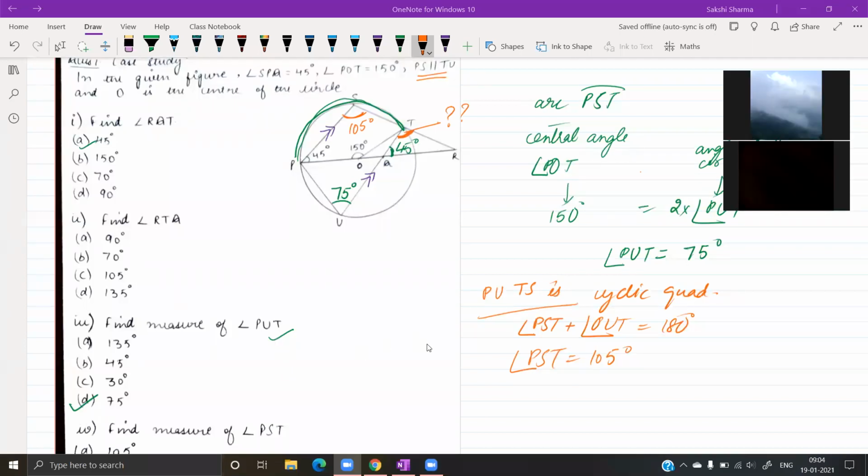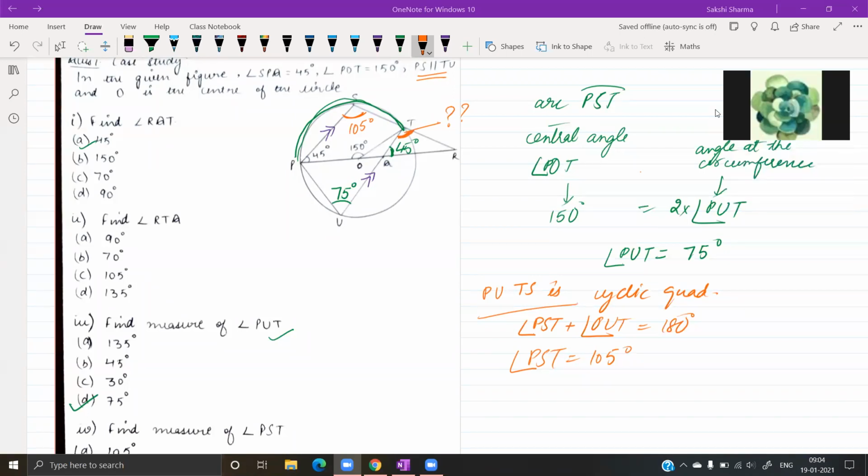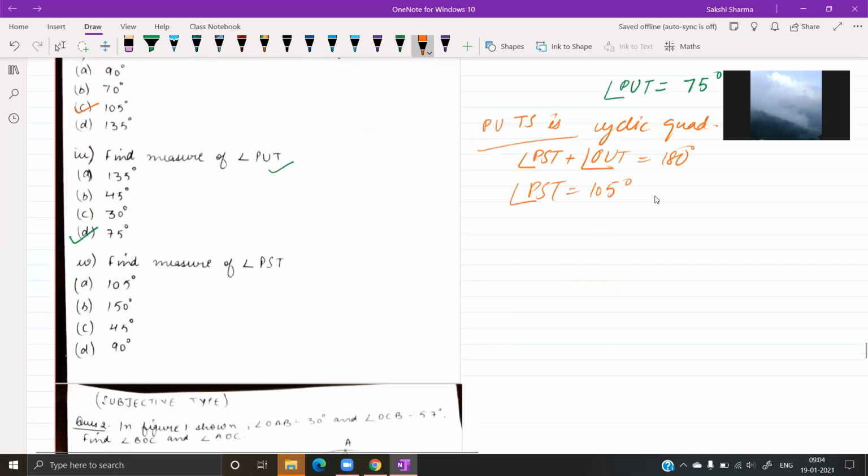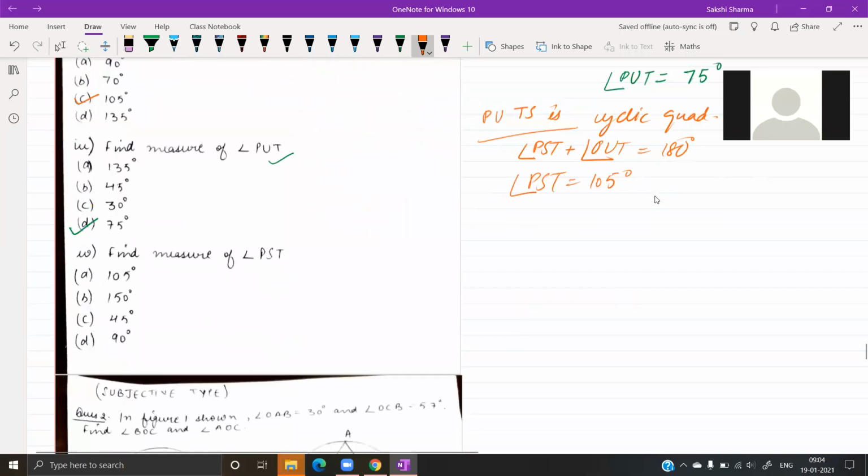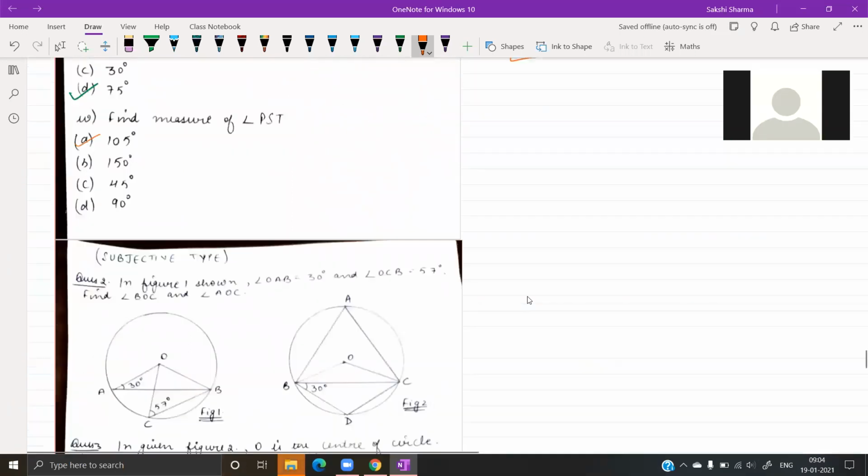So what will be the measure of angle RTQ? 105 degrees. Corresponding angles. Anyone with questions or any doubt in the first question? No, ma'am.